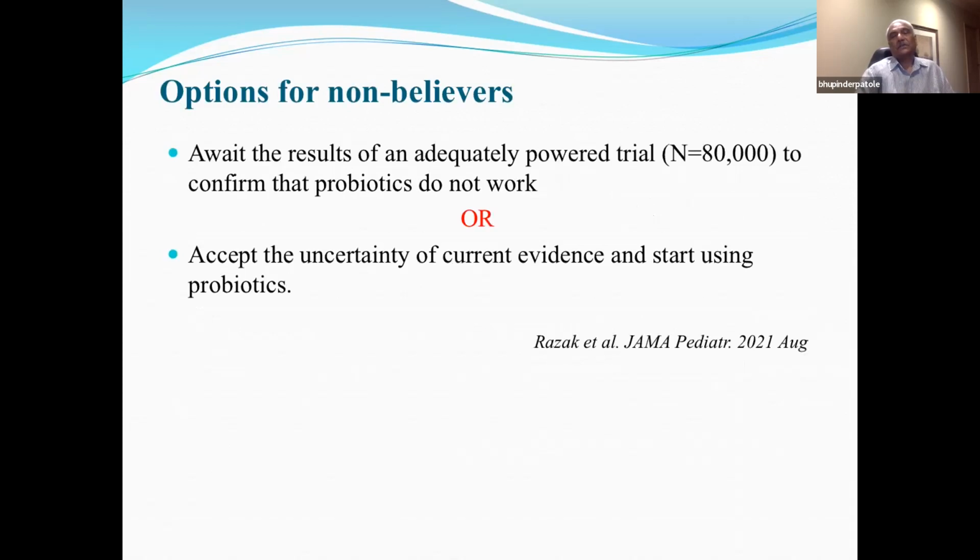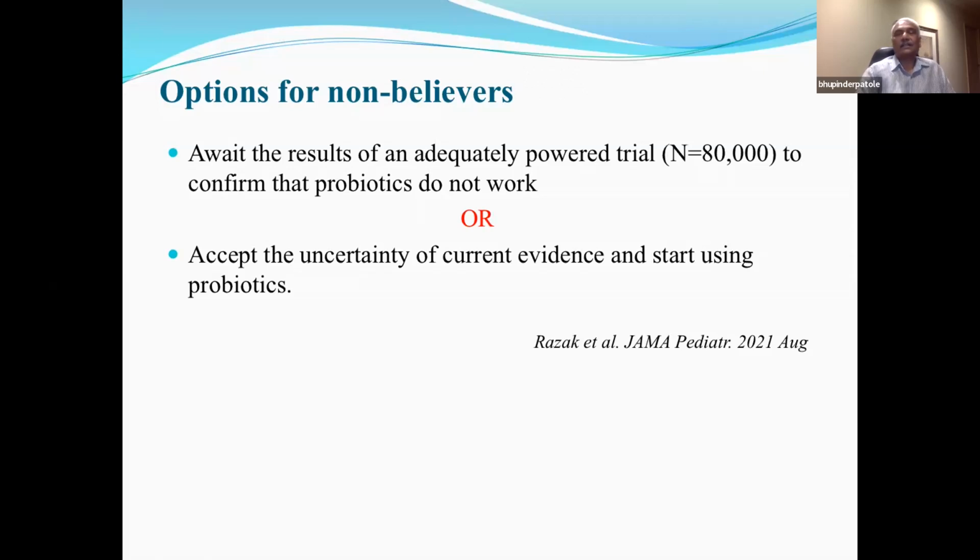This is something good to know from the US itself. There was so much of, I would not say criticism as such, but too much of anxiety on part of those from that part of the world. So this is something good to know in JAMA Pediatrics 2021 August. Basically, if you're a non-believer, in the context of the huge data that is available, what are my options?